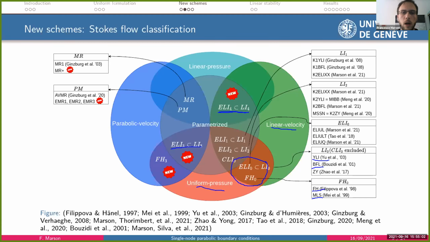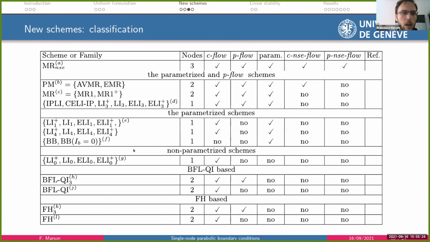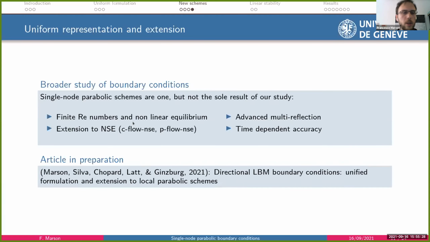Also, I represented here the multi-reflection schemes and some new advanced multi-reflection schemes that are somehow more advanced because they are capable of having, in the same way, a parabolic accuracy for velocity and linear pressure accuracy. But we will see that the scheme with K3 will also be very accurate on real test cases. And I forgot to mention that these multi-reflections are non-local anyway. Here is another classification that I will skip, but you have it if you are interested.